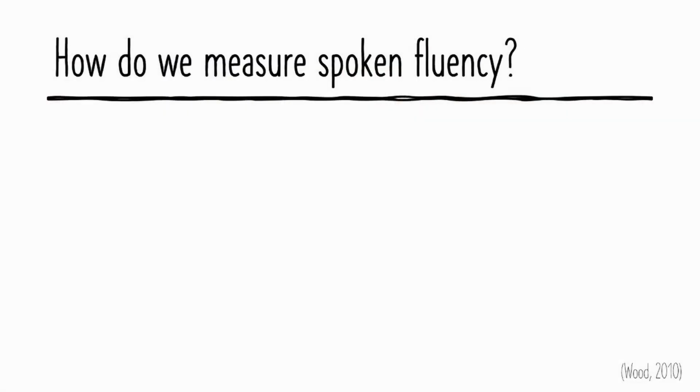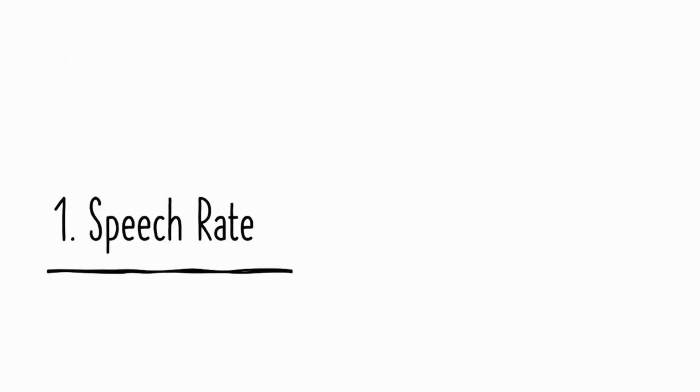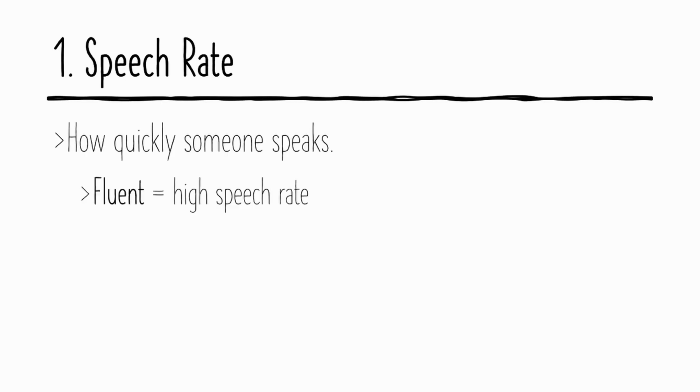So I'm going to tell you about the 3 most important measurements that affect spoken fluency. They are speech rate, pause location, and length of runs. Let's take a look at each of these. First is speech rate. Speech rate means how quickly someone speaks. Fluent speakers have a high speech rate because they can speak quickly. Disfluent speakers have a low speech rate because they struggle to speak quickly.